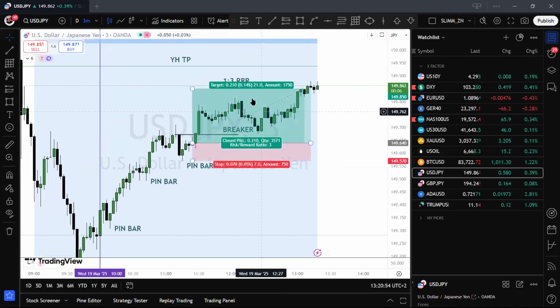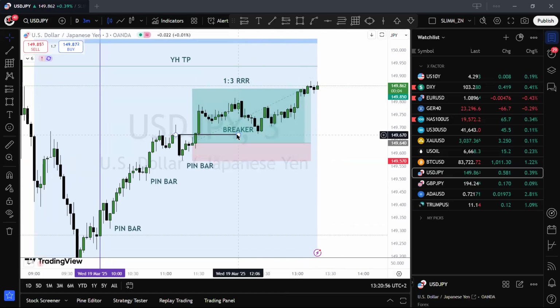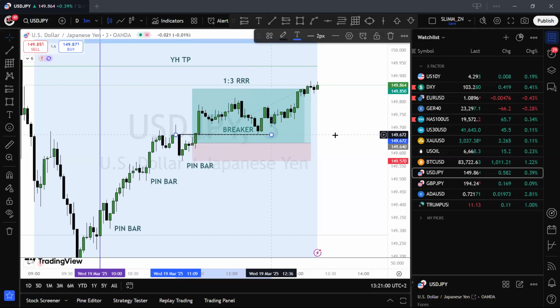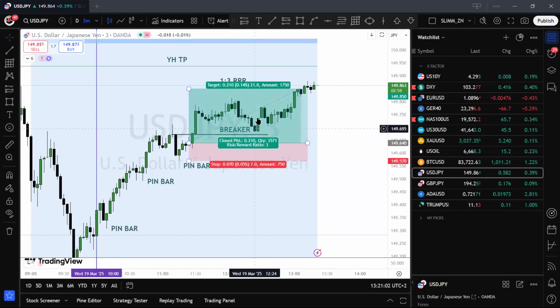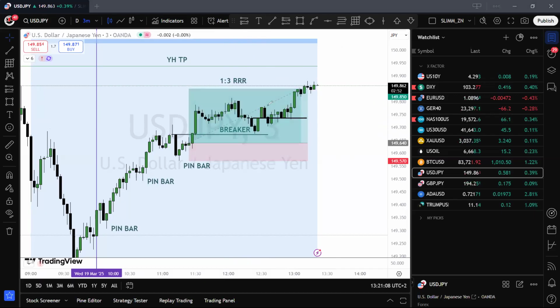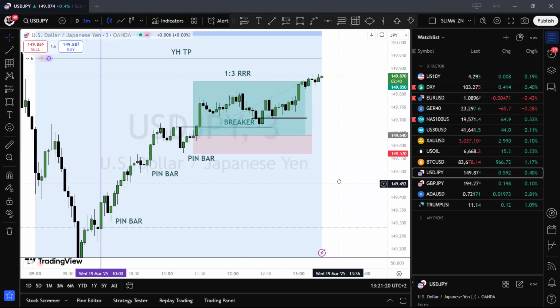And the setup eventually went to TP. If you notice, price actually came back to retest the broken order block right here. Then it gave a bullish engulfing right there, and price then just eventually pushed. So that's it. If you need to understand more about candlesticks, I would advise you to go through the Candlestick Trading Bible. That's the first thing.